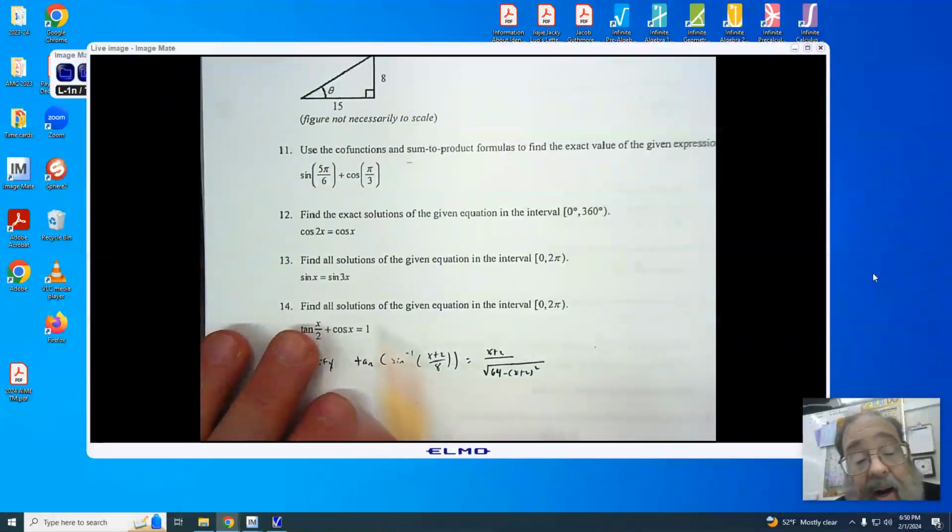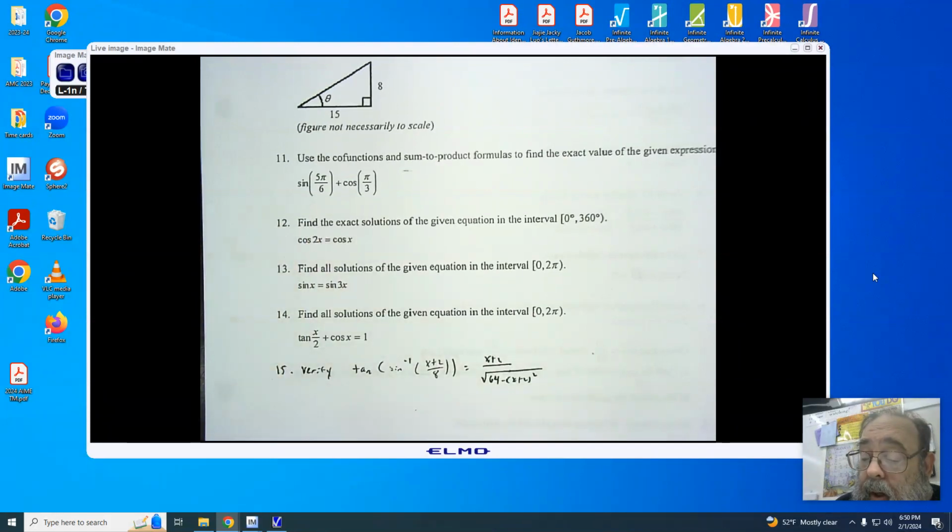Our next question is asking us to find the exact value, and we're trying to find the exact value of cosine 2x equaling cosine x.